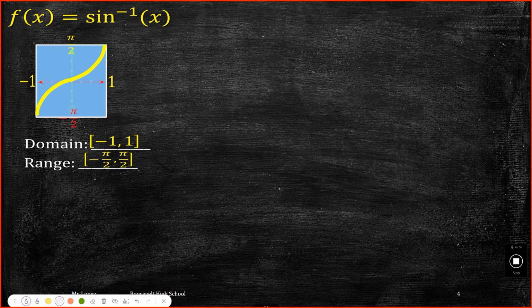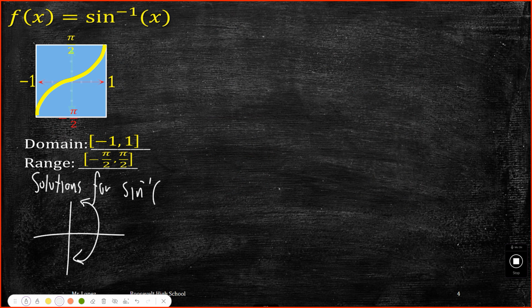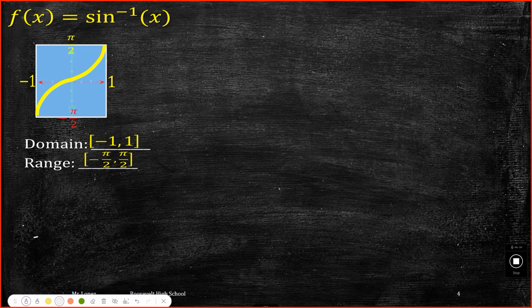Meaning that solutions for sine inverse will be found from negative pi by 2 to pi by 2. We're going to solve functions in a minute. For sine inverse, solutions are found on the right side.